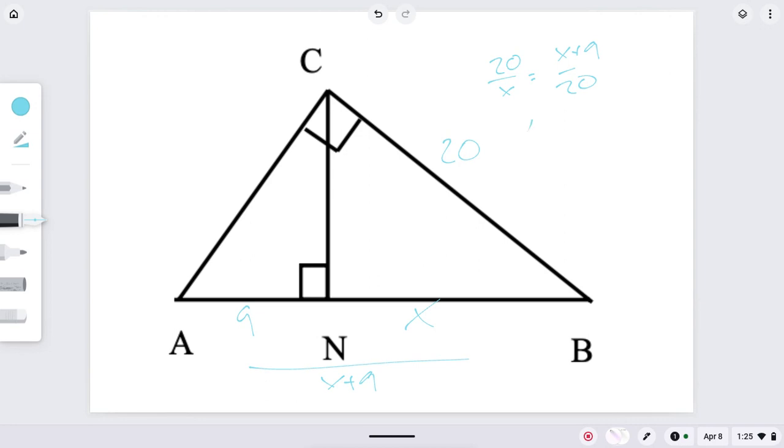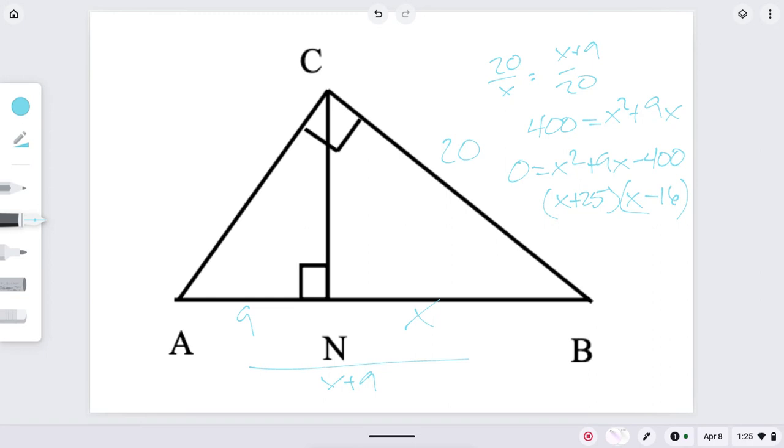So then when I cross multiply, I get 400 equals, what is that, x squared plus 9x. So then I got to move everything to the same side, x squared plus 9x minus 400. So then this time I need to break it down into two factors that will subtract to 9 that multiply to 400. So that should be a 16 and 25, I think. Yeah. So I'll have x plus 25 and x minus 16 should work there.